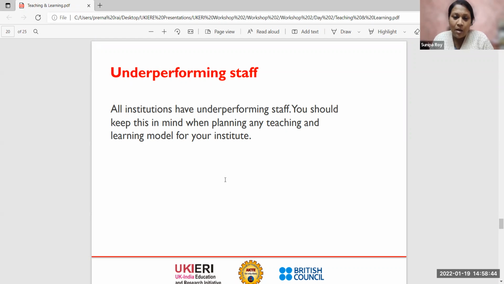Whether some underperforming staff can't do anything, so let them go, that should not be the attitude. A manager should distribute the work in such a way that even underperforming staff have to do something. It's over, ma'am.